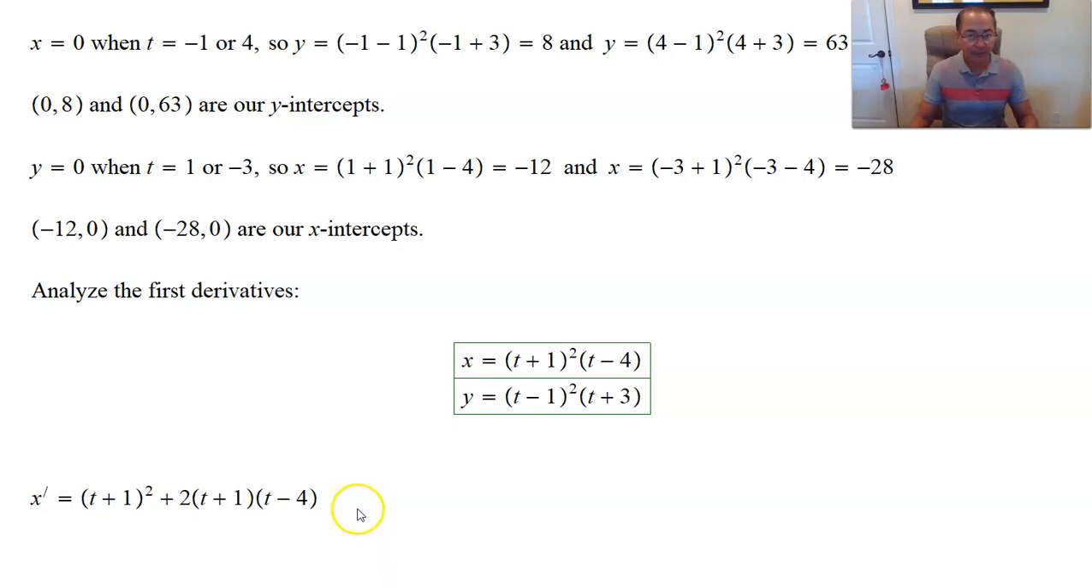And then, we want to solve for zeros, so we keep this as factored as possible. We have a common factor of t plus 1, and the other factor is another t plus 1, plus 2 times (t minus 4).